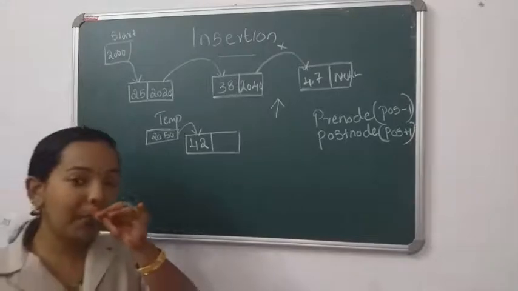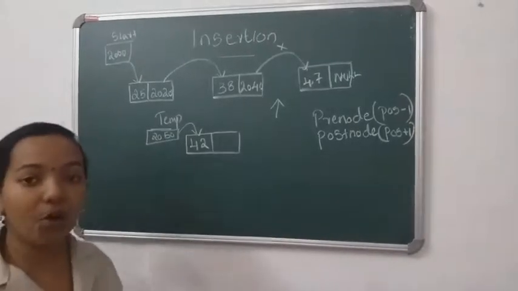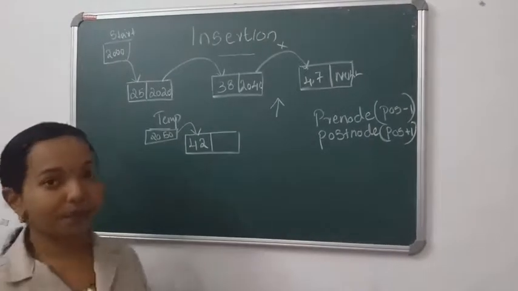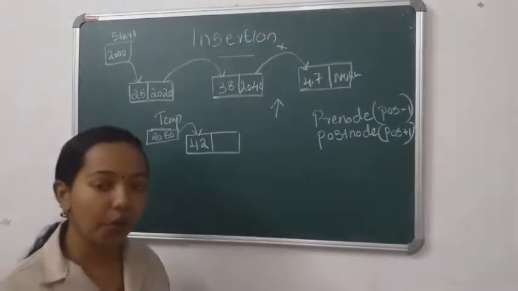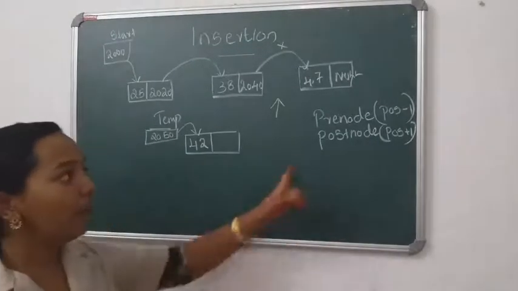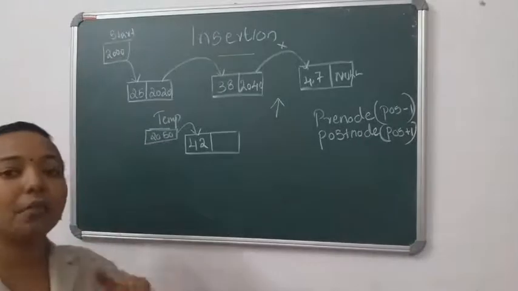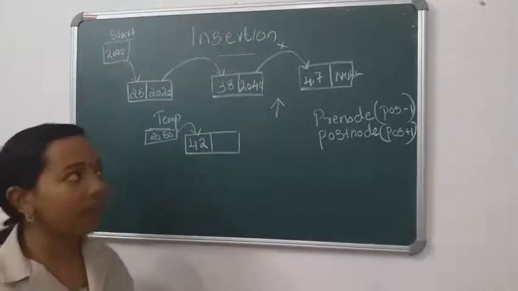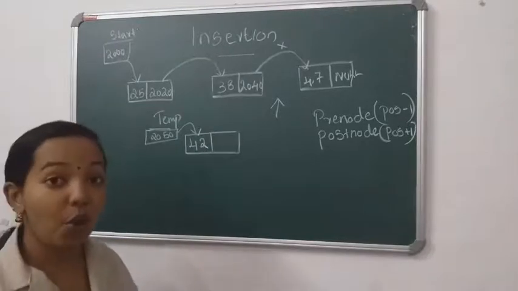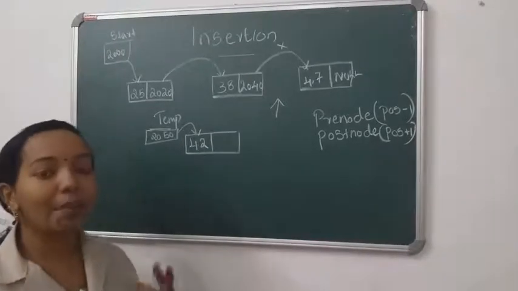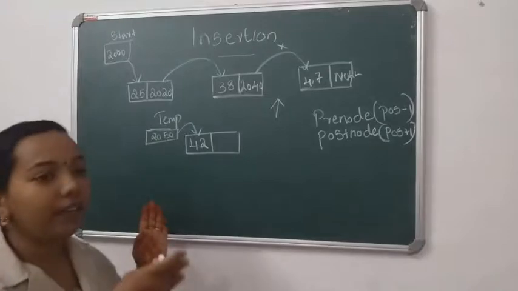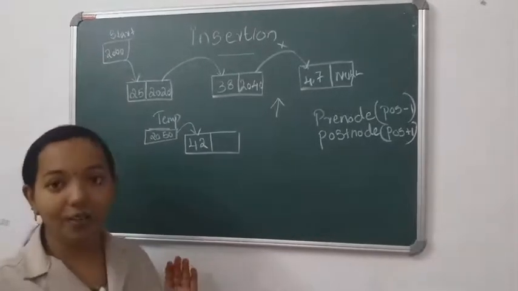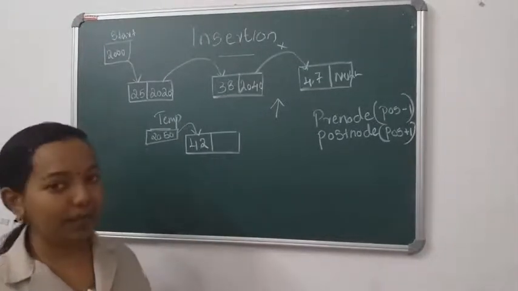For example, if we are inserting a node at position 3, pre-node indicates 3 minus 1. So what will be the pre-node value? 38. Then what about the post-node value? Position plus 1, 3 plus 1, 4. So in between 2 and 3, we are inserting an element.